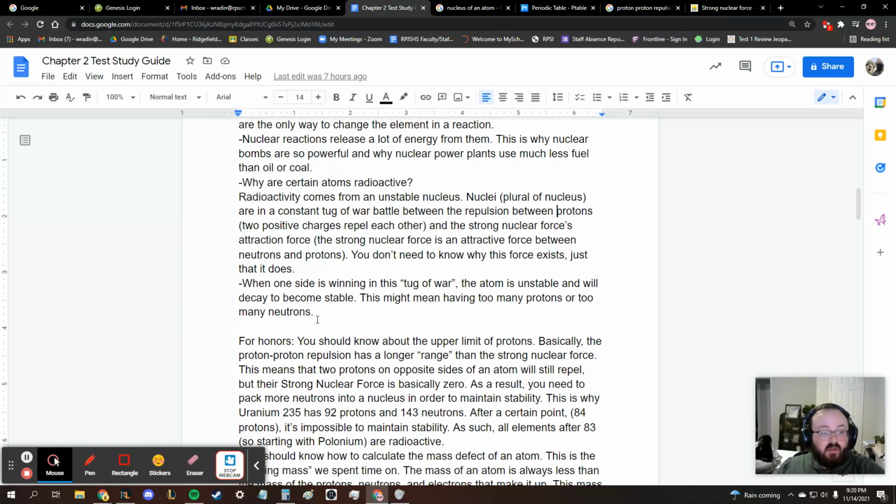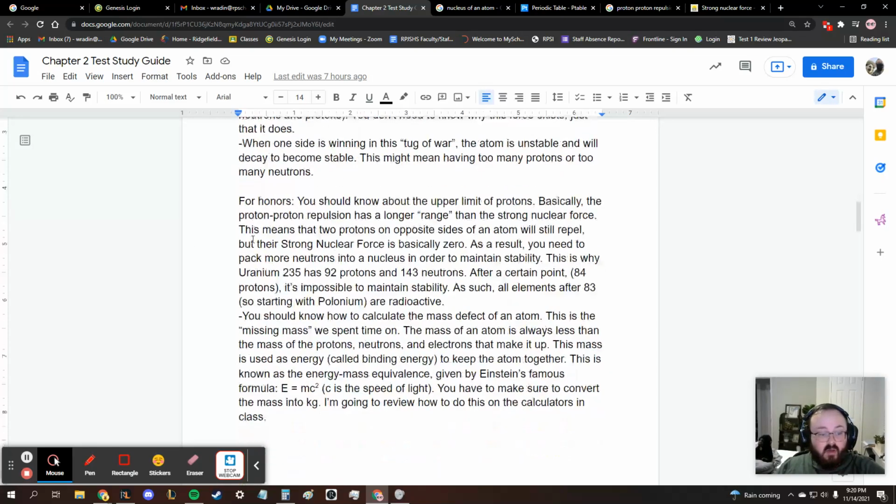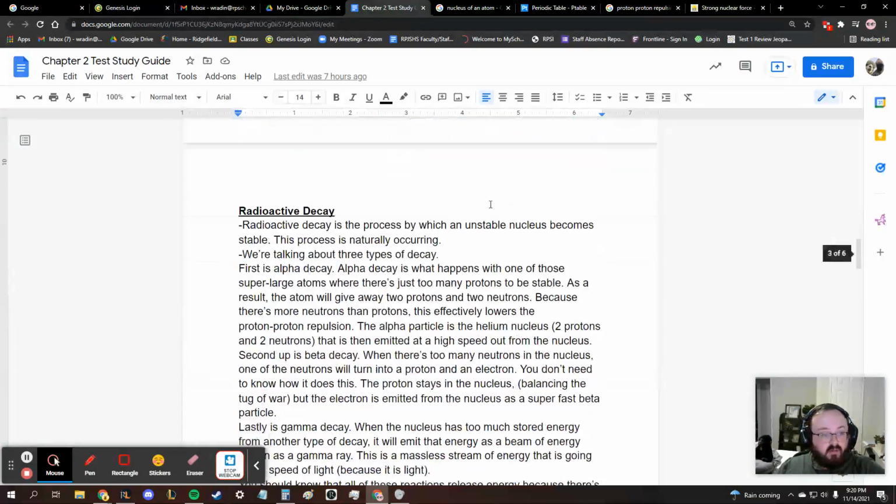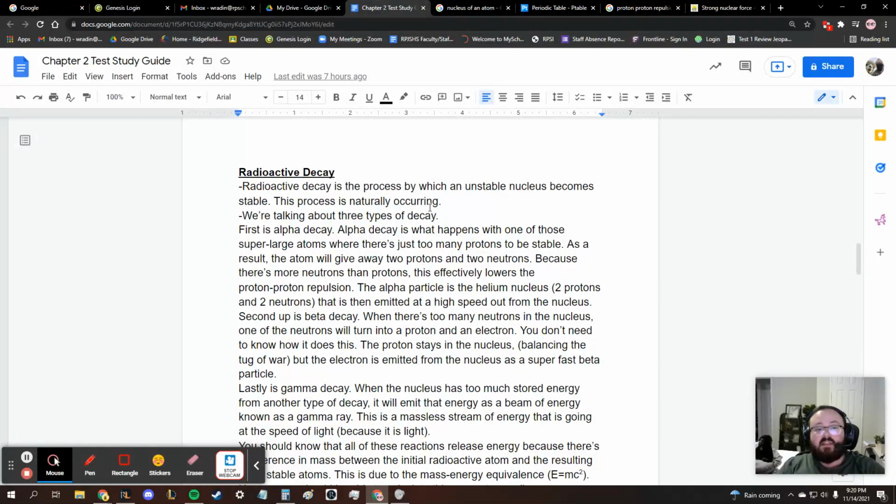When one side is winning, you might have too many protons or too many neutrons. That's what causes a radioactive atom to occur. I will get back to this for honors. Radioactive decay is the process by which an unstable nucleus becomes stable. It's important to note that this happens naturally. Radioactive atoms on their own are so unstable that they will just do this spontaneously. You don't need to do anything. You don't need to poke this atom for it to decay. It will do it on its own.